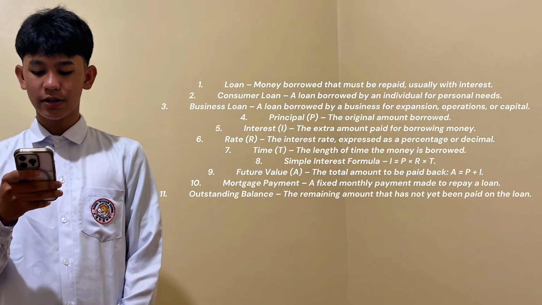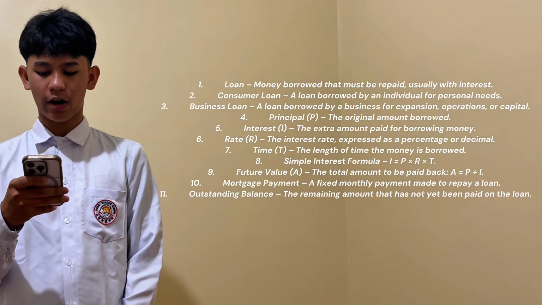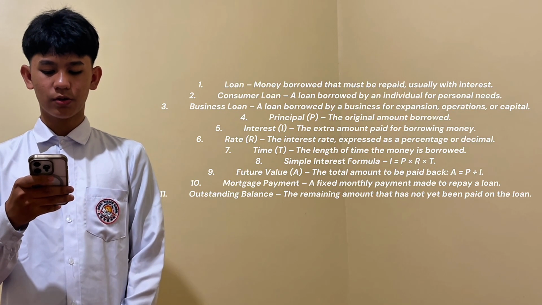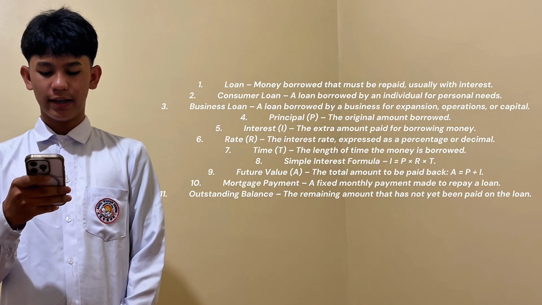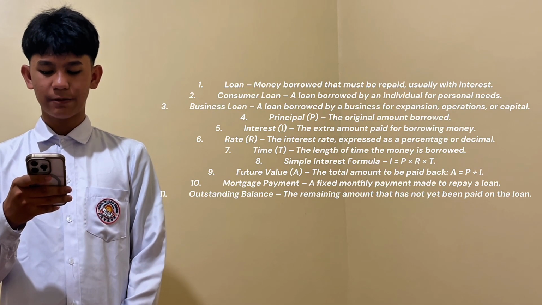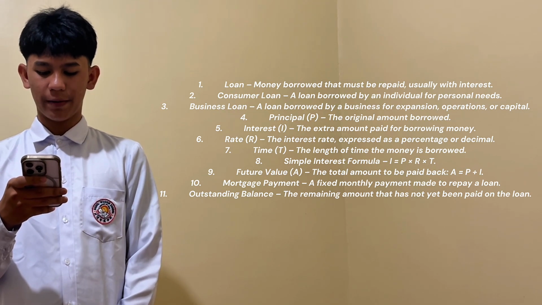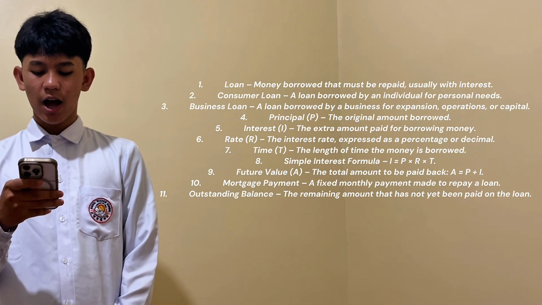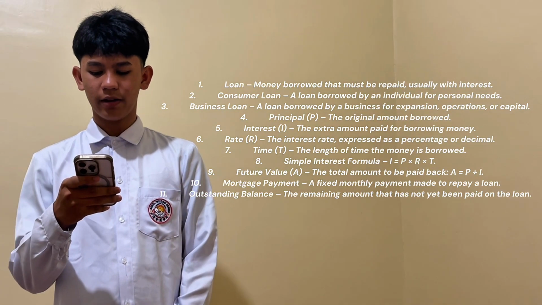Number 8, simple interest formula is I equals P times R times T. Future value, the total amount to be paid back. The formula of future value is A equals P plus I. Number 10, mortgage payment, a fixed monthly payment made to repay a loan. And lastly, number 11, outstanding balance, the remaining amount that has not yet been paid on the loan.